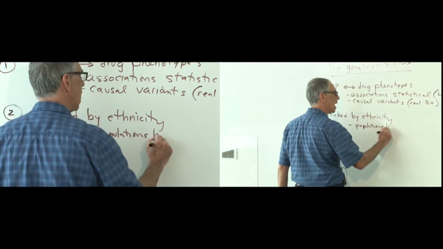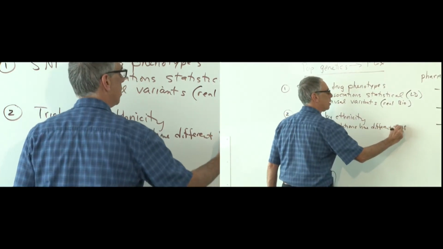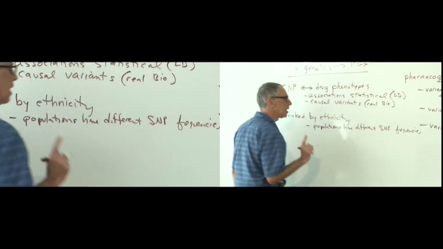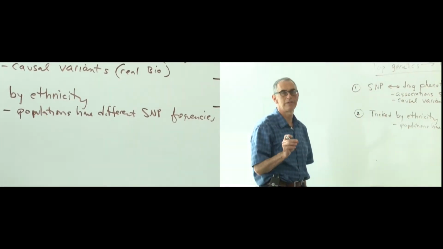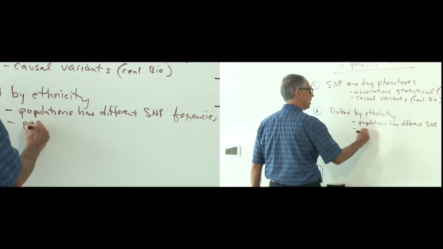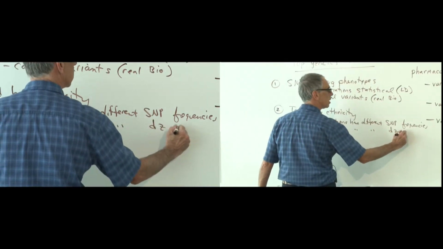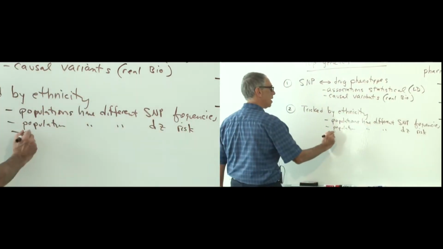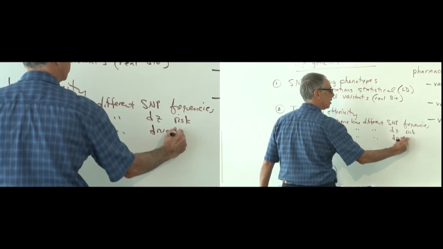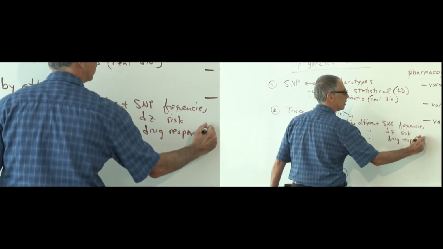So populations have different SNP allele frequencies. That's fine. But guess what? Populations also have differences in their disease risk. So populations have different disease risk. And guess what? They also have different drug response phenotypes. Now here's the problem. Drug response phenotypes.